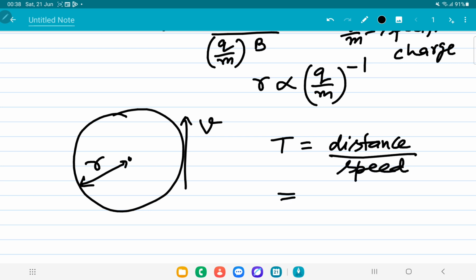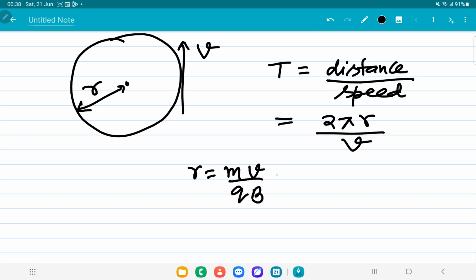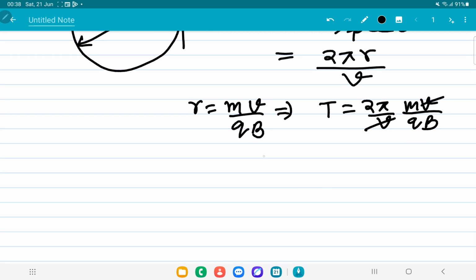So the distance covered in one full circle is 2 pi r, and the speed is v. As proved above, r is equal to mv upon qB. So we can clearly say T is equal to 2 pi upon v into mv upon qB. So v and v cancel out, and the time period turns out to be 2 pi m upon qB.